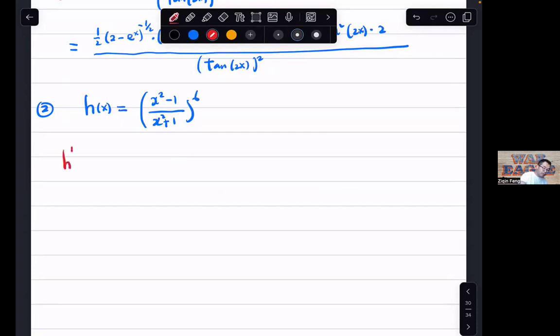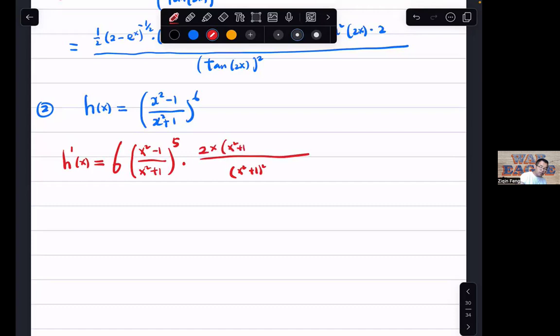So h prime of x: the outer function is to the power 6, a power function. So bring down the power 6 and keep the inner function x squared minus 1 over x squared plus 1, to the power 6 minus 1, which is 5. Then when you differentiate the inner function, we want to use quotient rule. So which is x squared plus 1 squared in the denominator, and the numerator is 2x times x squared plus 1, minus x squared minus 1 times 2x. This is how we differentiate the inner function.